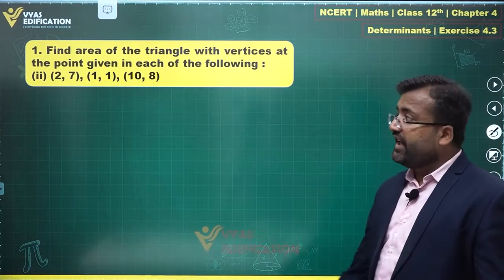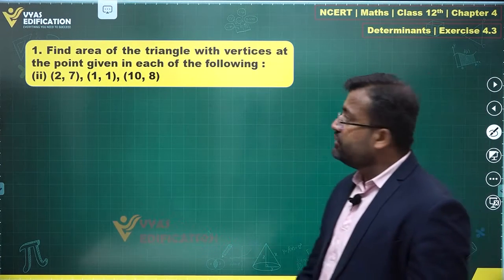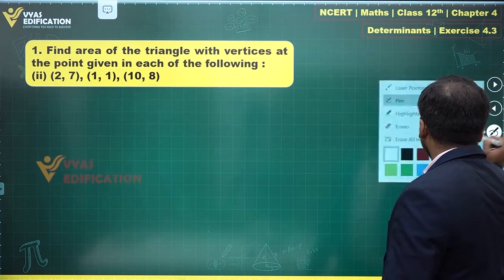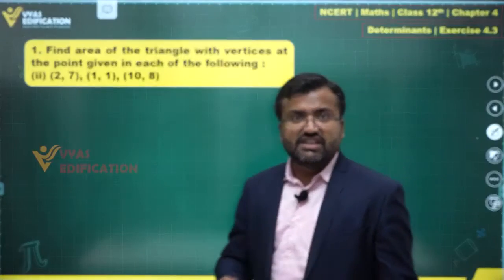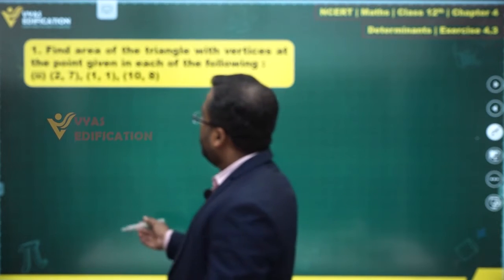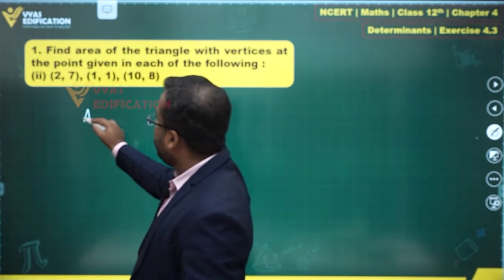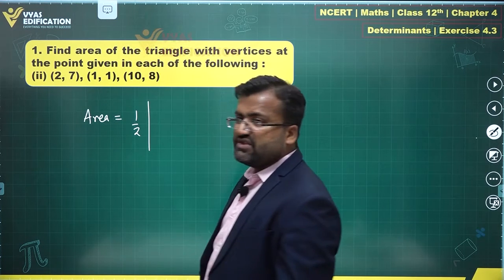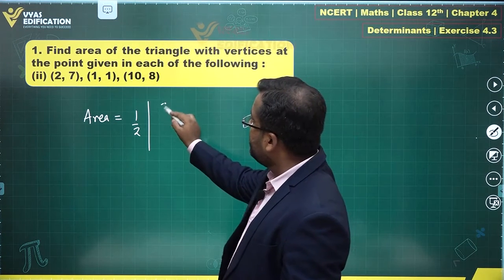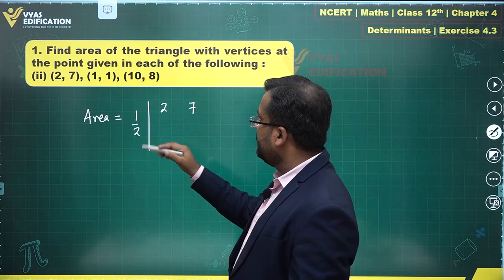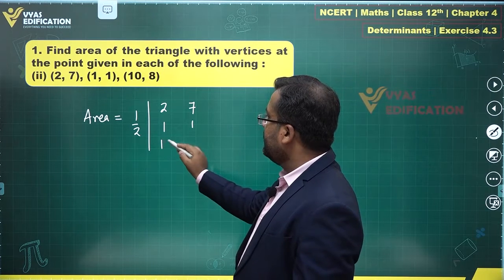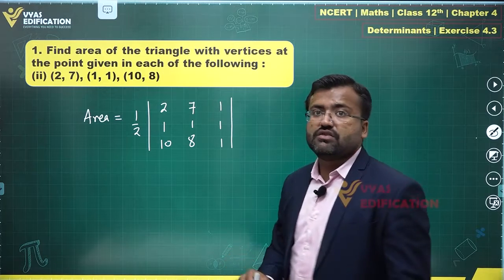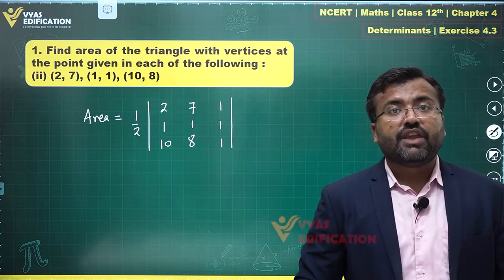Once again, we are supposed to find the area of this triangle having the coordinates (2, 7), (1, 1), and (10, 8). How do we go about finding the area? The approach is once again very easy and simple. Directly find the area using the determinant. The first vertex, as you can observe, is 2, 7, so we'll write 2, 7. The next is 1, 1, and the third one is 10, 8. The third column will be 1, 1, 1. This is what you'll have. Is that okay? Yes.